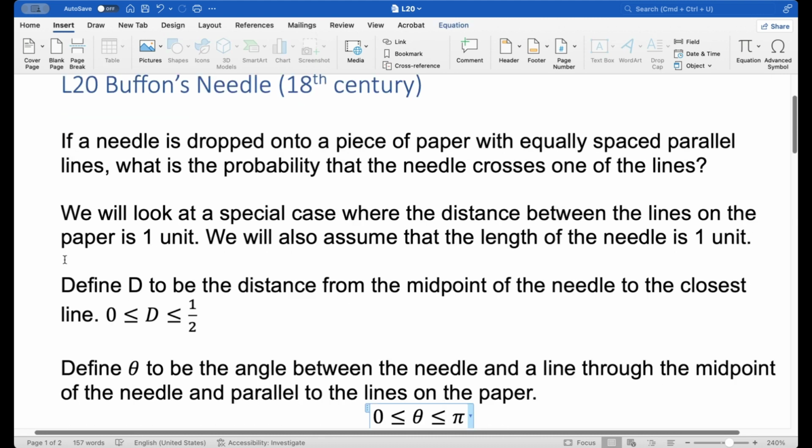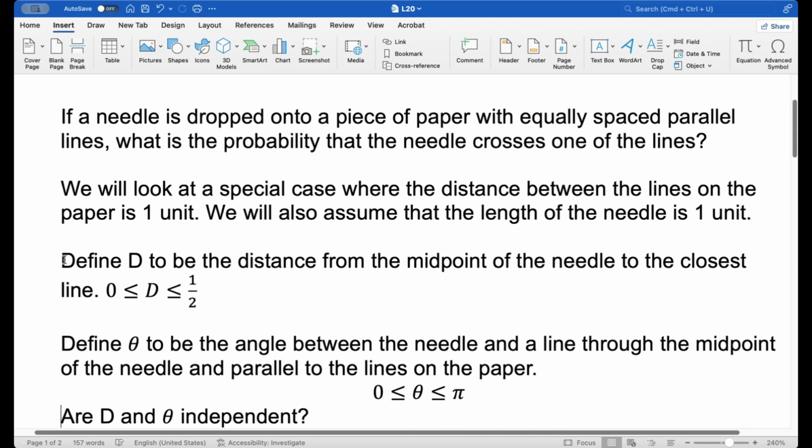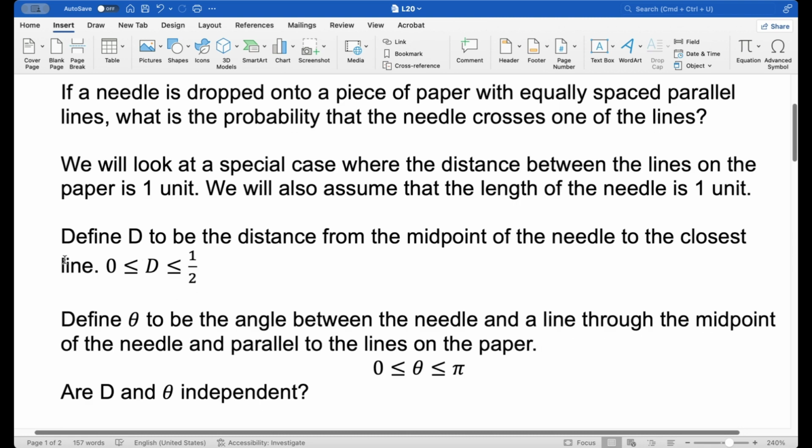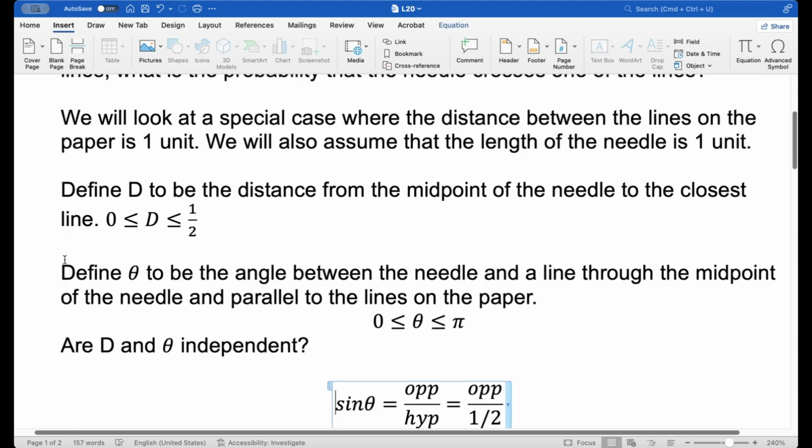And then we're going to define theta to be the angle between the needle and a line through the midpoint of the needle that's parallel to the lines on the paper. And this angle will be between 0 and pi. This is a question to think about. Are these two variables, D, the distance from the midpoint to the closest line, and theta, the angle the needle makes with a line parallel to the lines on the paper passing through the midpoint, independent?